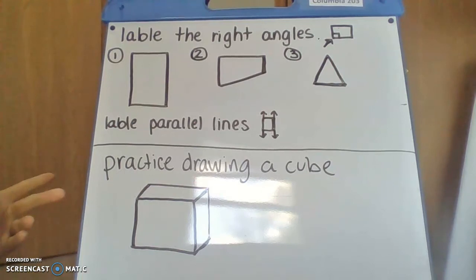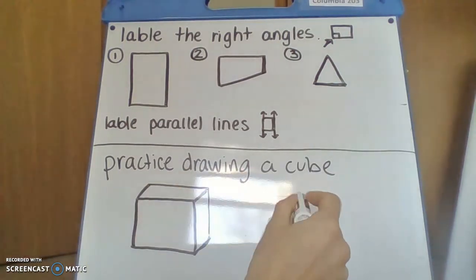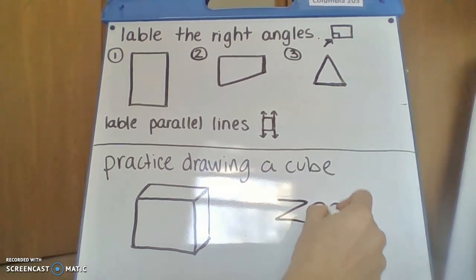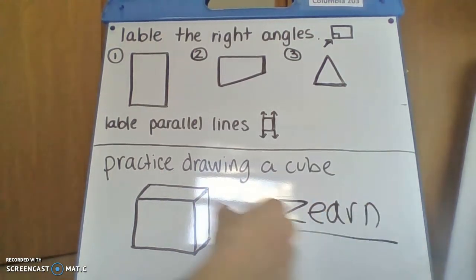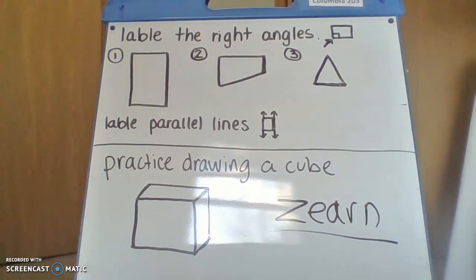And then practice drawing a cube. I know it's difficult. It can be frustrating, but take your time and just practice, okay? Remember that cubes are made up of squares. And then, of course, for extra practice, go to Zern. So your teachers can see how you're doing with your lessons and see maybe what you need help with or what you're doing really well.